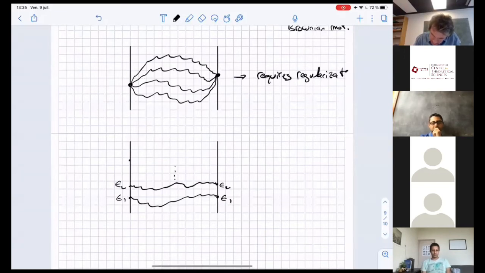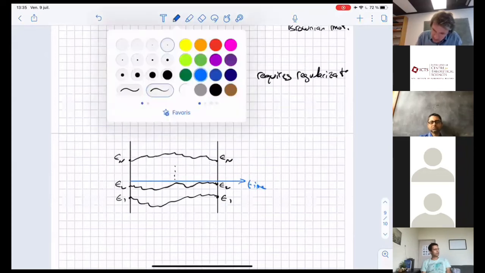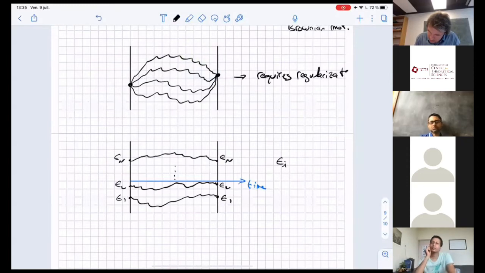And then the last guy, epsilon n, again, will be the same. So you will compute this quantity here. Maybe I should indicate the time axis somewhere. This is time t. And then at the end of the day, we will take the limit epsilon i goes to zero at the end. Okay, so we will compute whatever we want in this setting with these regulators. And at the end of the day, we will take epsilon i goes to zero.